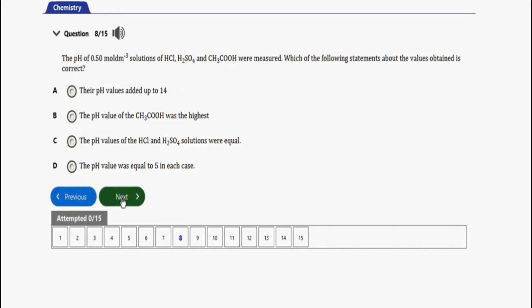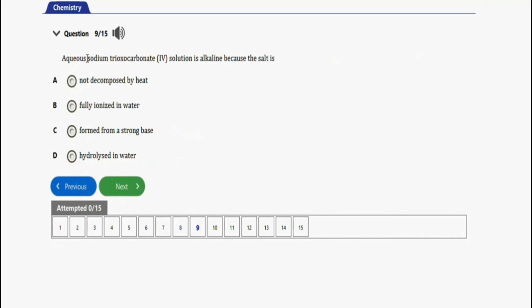Next question will be this one. It says aqueous sodium trioxocarbonate solution is alkaline because the salt is not decomposed by heat? No. Fully ionized in water? No. Formed from a strong base? No. Hydrolyzed in water? Yes. So the right option is option D.